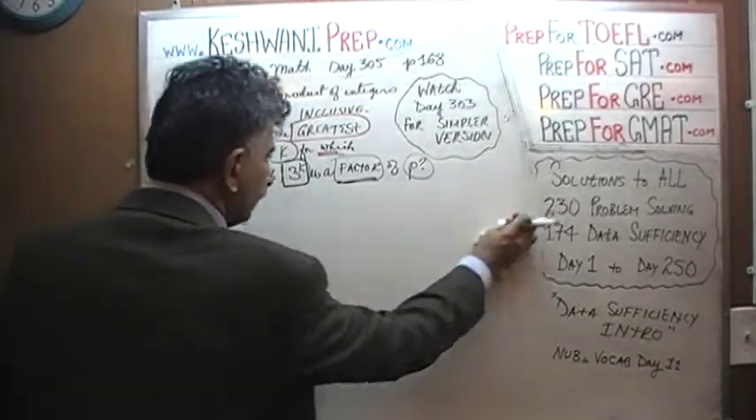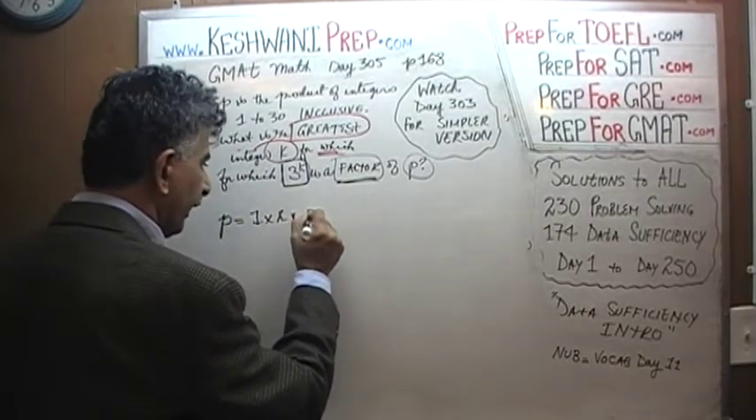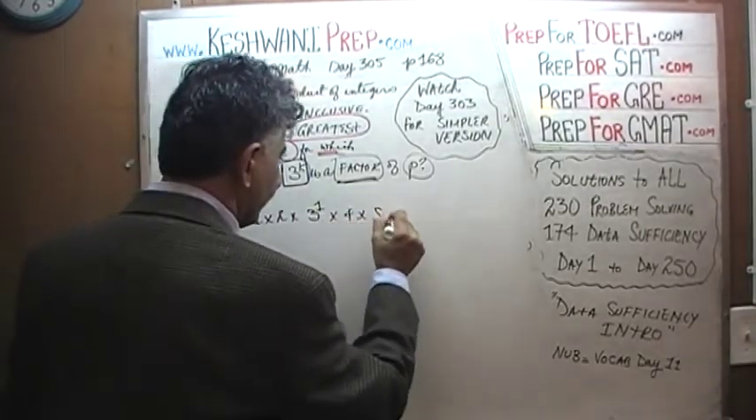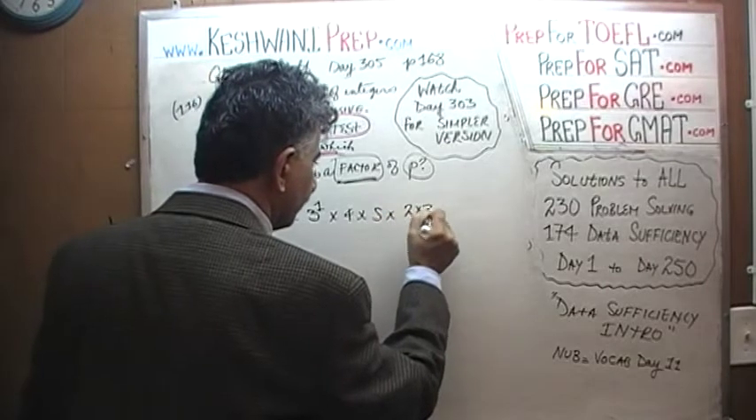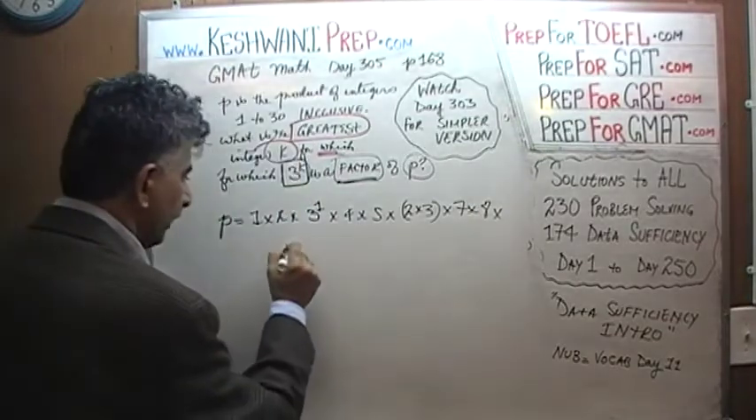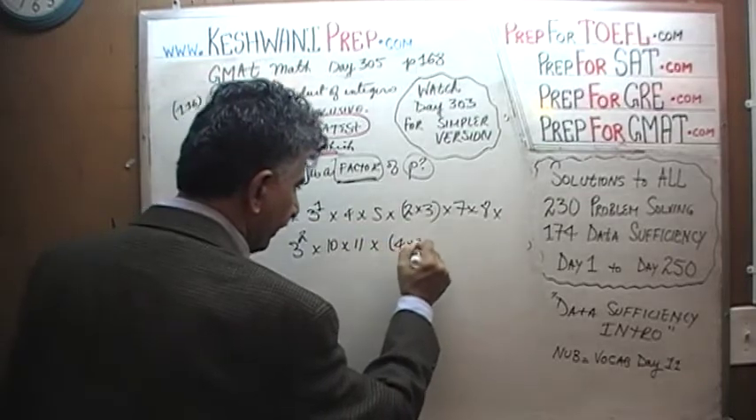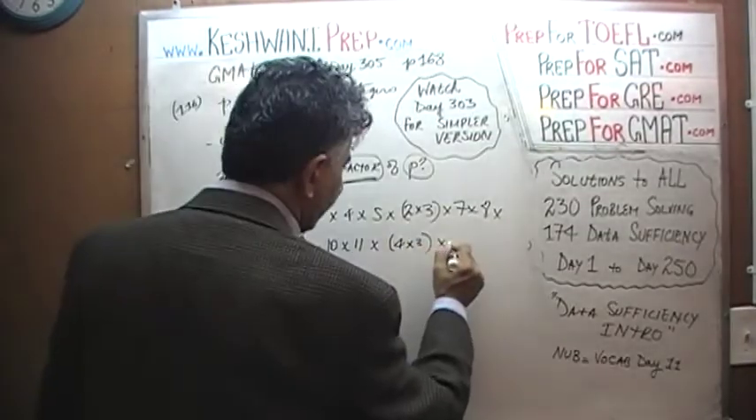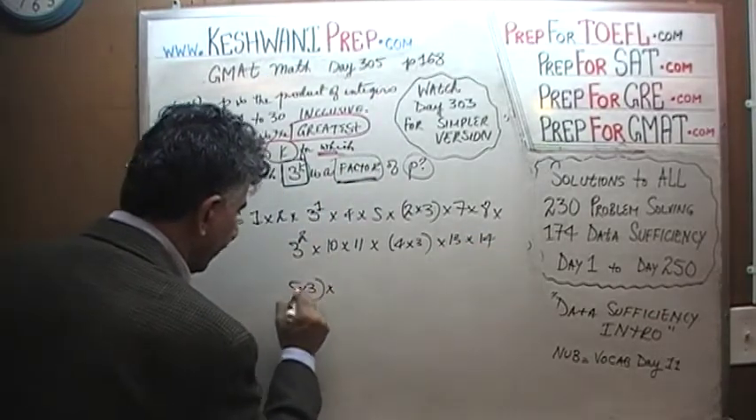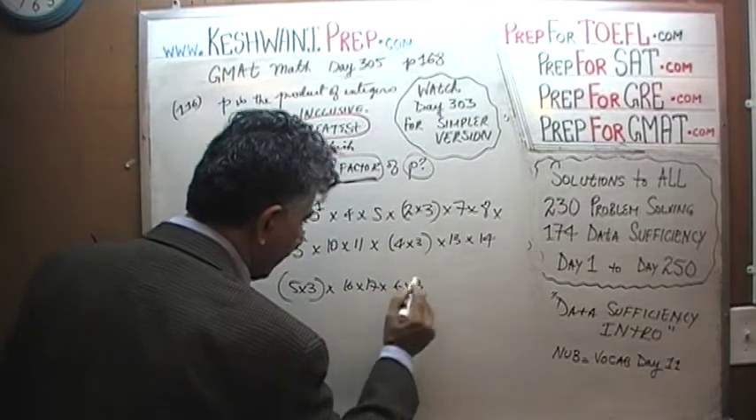So here we go. P equals 1 times 2 times 3, which can be written as 3 raised to 1, times 4 times 5 times 6, which can be written as 2 times 3, times 7 times 8 times 9, which can be written as 3 squared, times 10 times 11 times 12. You get the idea. Times 13 times 14 times 15, which can be written as 5 times 3, times 16 times 17 times 18. I'm not going to do all of them here.